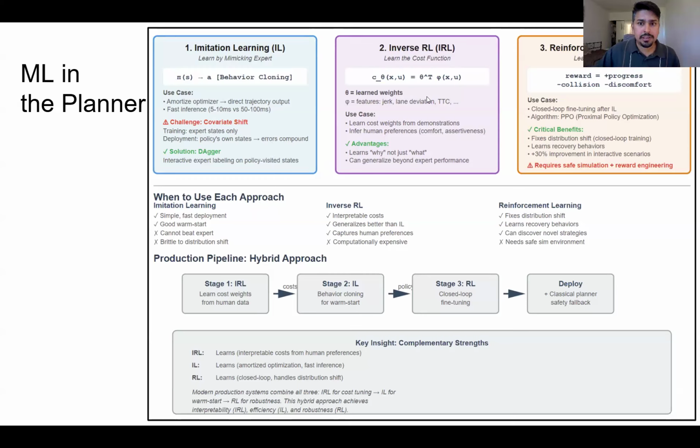Then another thing is inverse reinforcement learning. This is where you have the human expert data, but you're trying to learn the cost weights and the costs themselves. So this is where you are inverting the reinforcement learning problem and learning these costs. So rather than manually hand tuning your costs, you can use an inverse reinforcement learning method to get the weights from your expert demonstration data.